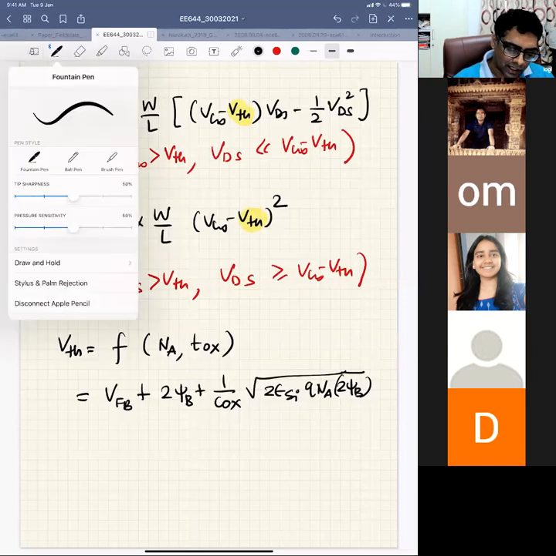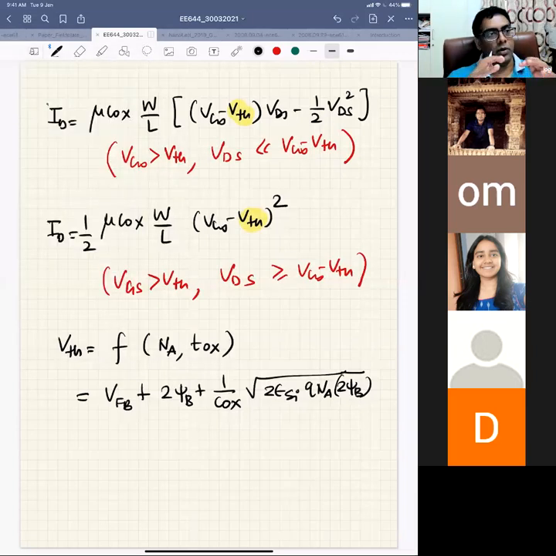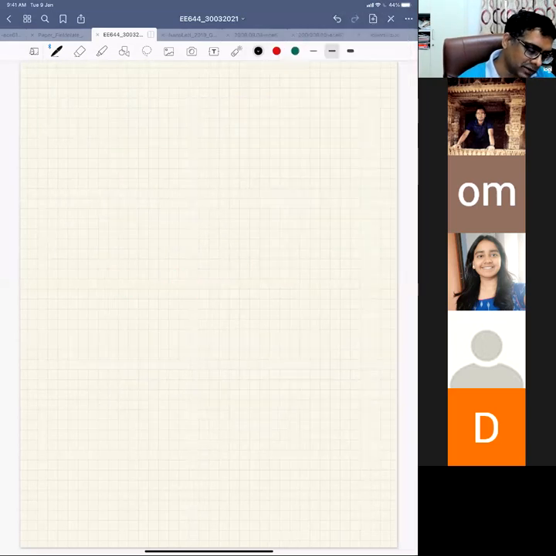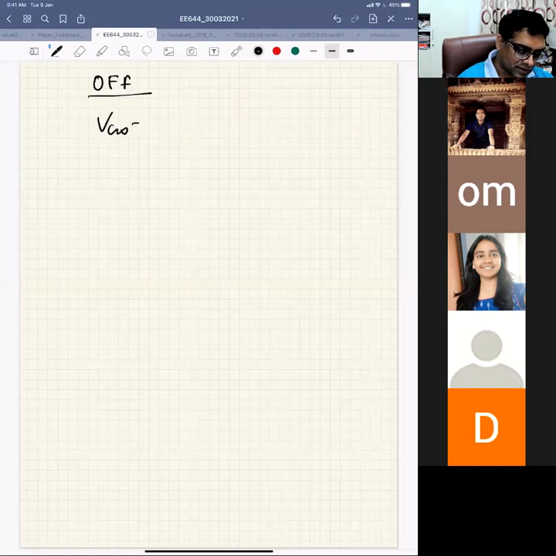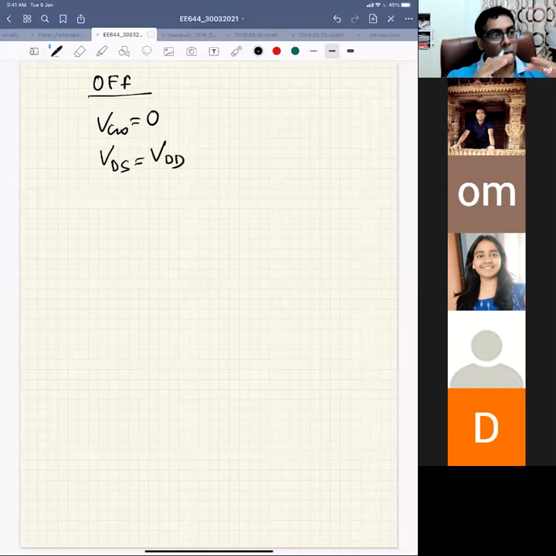Now let's define when a transistor is off. We are talking about the transistor being in the off state. For off, we always say VGS should be 0, but not only that, your VDS should be VDD. So this is the definition of the off state.